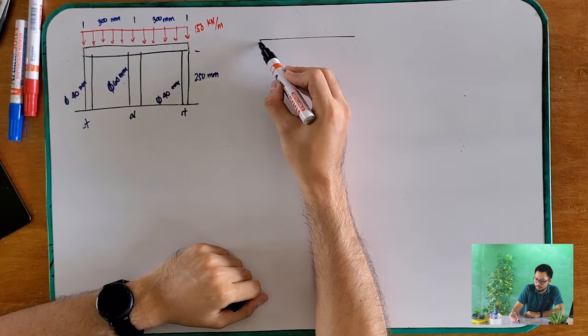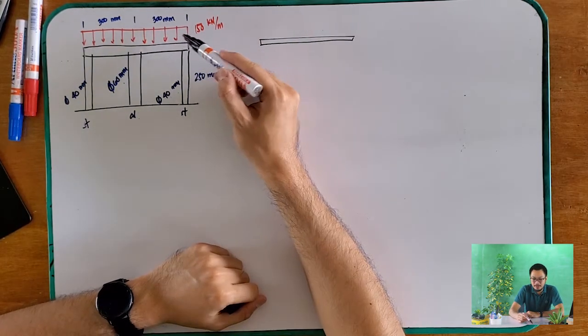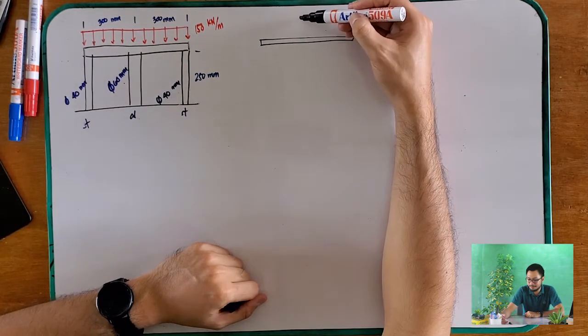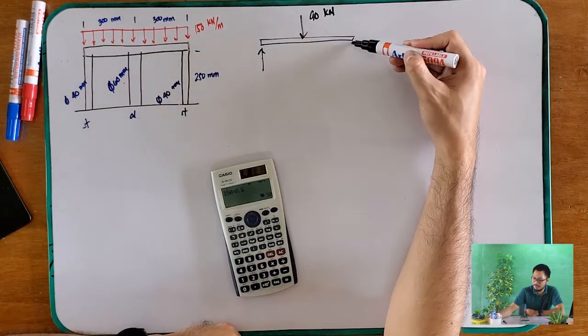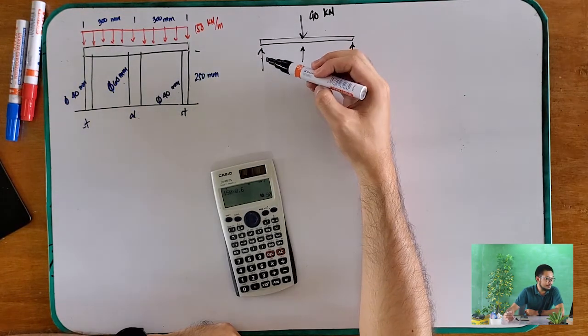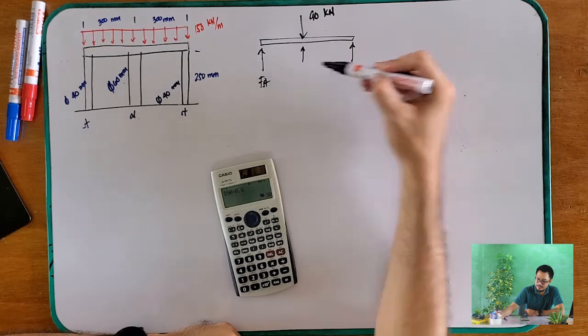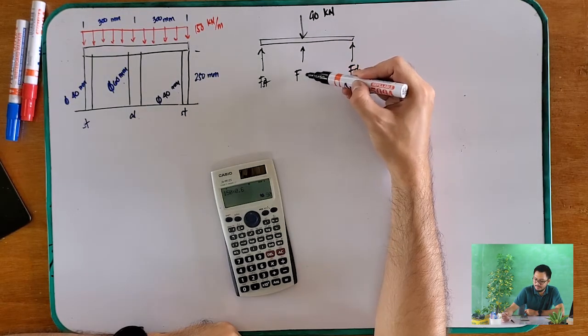Okay? So, mao na atong goal. Mutang free body diagram sa atong beam. And instead of putting this one, ato ni siya i-resultant. 150 kilonewton per meter times 0.6 meters. So this is 90 kilonewtons. And you have here your F steel, F steel, and your F aluminum.